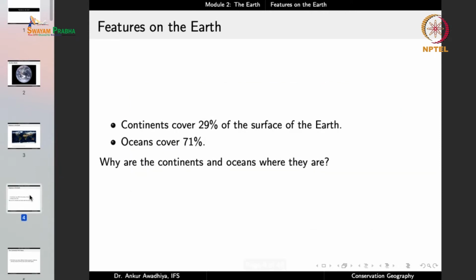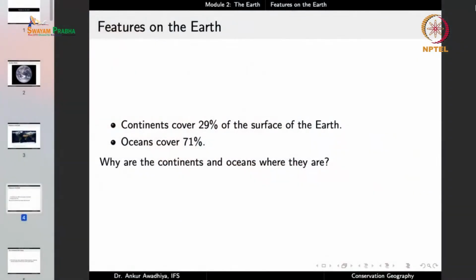In fact, continents cover only 29% of the Earth's surface, whereas oceans cover 71%. That is, the majority of the Earth is covered by the oceans and only a small fraction, around 1/3 or less than 1/3, is covered by the continents. Now the question is, why are the continents and oceans where they are, and did they always exist in the locations where they exist now?